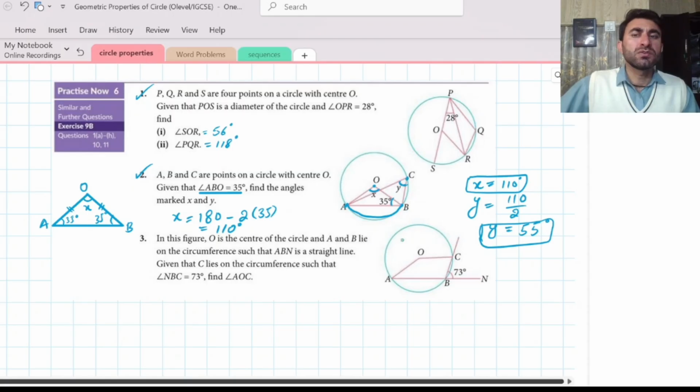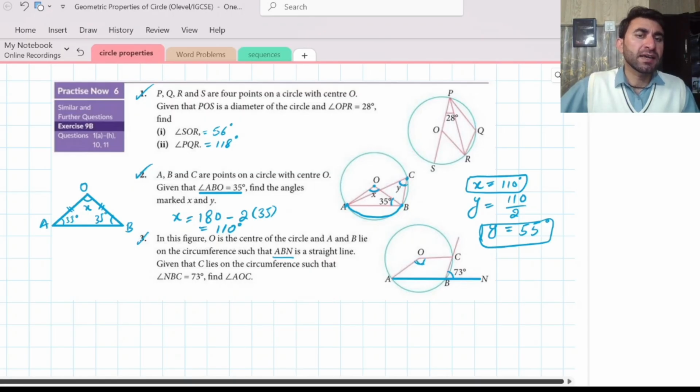Now coming to the third, where it is stated that in the figure, O is the center of the circle and A and B lie on the circumference such that ABN is a straight line. We can see ABN over here, it is a straight line, and given that C lies on the circumference such that angle NBC is 73 degrees, it is mentioned in the diagram as well. Find angle AOC, and angle AOC is over here.